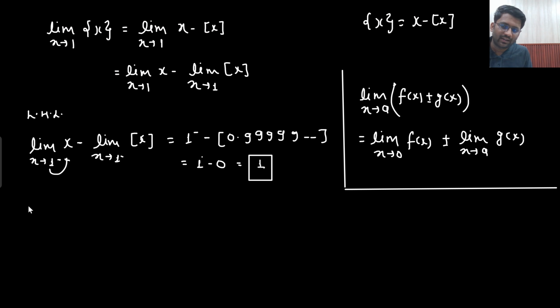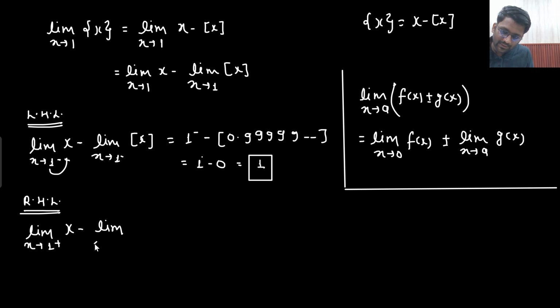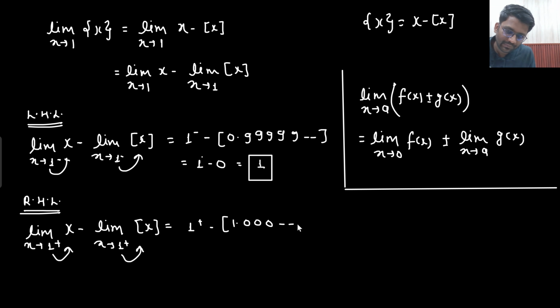And what about the right hand limit? If I need to find out the right hand limit, what will I do? Limit x tending to 1 plus of x minus limit x tending to 1 plus of the greatest integer function of x. Now you put this one here, right? This one we put here. So this will become 1 plus, somewhat greater than 1.